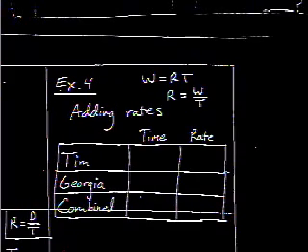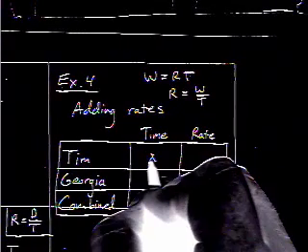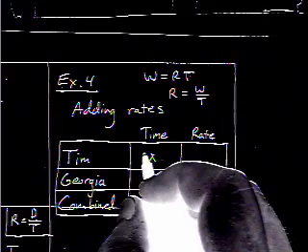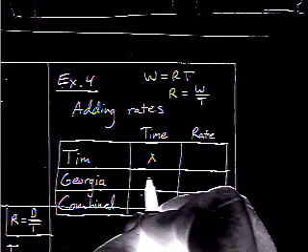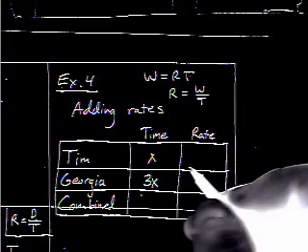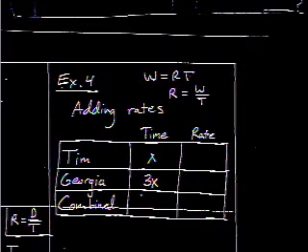Okay. Example 4 is another adding rate situation, but it involves an amount of work, in this case stuffing envelopes. And they talk about Tim can stuff envelopes 3 times as fast as his daughter. Okay, I have no idea how fast or how much time it takes Tim to stuff the envelopes. But I know that if Georgia was doing it by herself, it would take her 3 times as long.